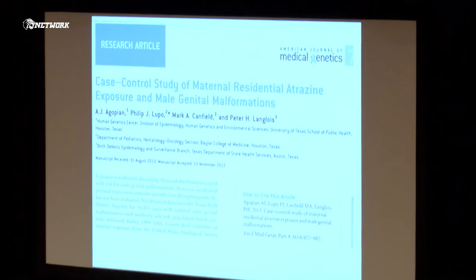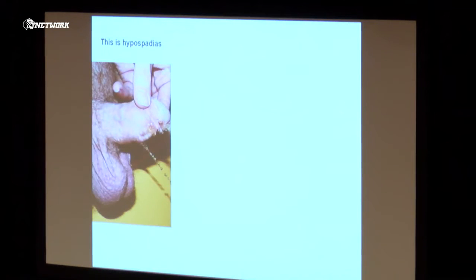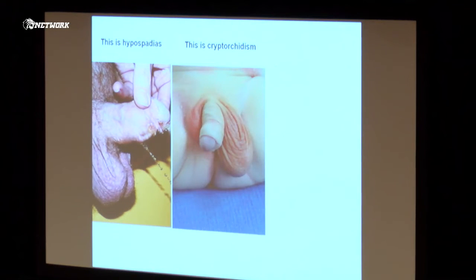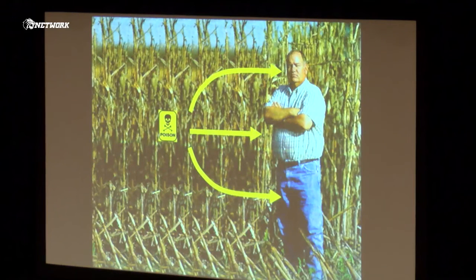And what's more interesting to me is here's a case control study of maternal residential atrazine exposure and male genital malformations. If you're exposed to atrazine and you have a son, you're more likely to have a baby with hypospadias. That's where the urethra doesn't end all the way through the penis. You're more likely to have a baby with cryptorchidism. That's where the testicles don't descend into the scrotum. You're more likely to have a son whose phallus doesn't grow. And I say it interests me more. The images are gone now.